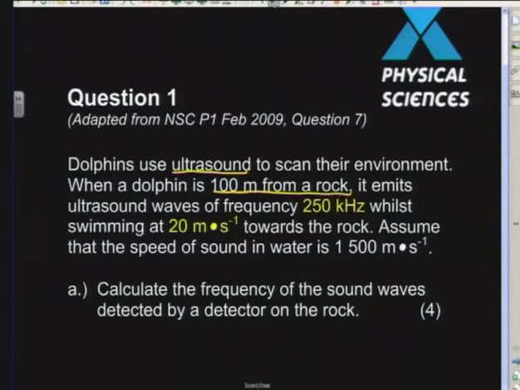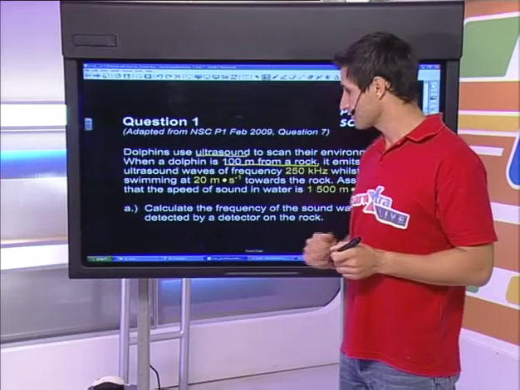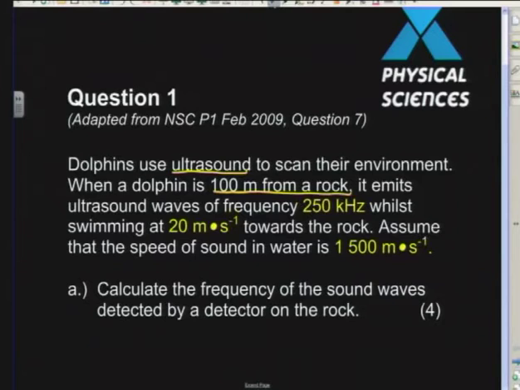Now, this dolphin is swimming incredibly fast towards the rock. I'm assuming that it's chasing something. So assume that the speed of sound in water, now remember, guys, speed of sound is dependent on the medium. Inside water, it's going to travel at 1.5 kilometers, or at least 1,500 meters per second. So that's the velocity of the sound itself. Now it's asking us to calculate the frequency of the sound waves detected by a detector on the rock.